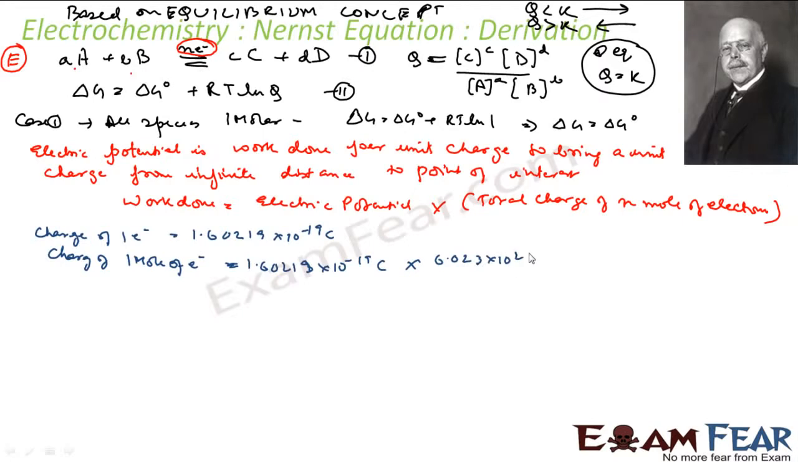Because we know that if you talk about 1 mole of electrons, that means you're talking about this many electrons, correct? And that is nothing but 96500 coulomb, and you call this 1 Faraday. So if the charge on 1 mole of electrons is 1 Faraday, the charge on n moles of electrons is what? n Faraday, correct?